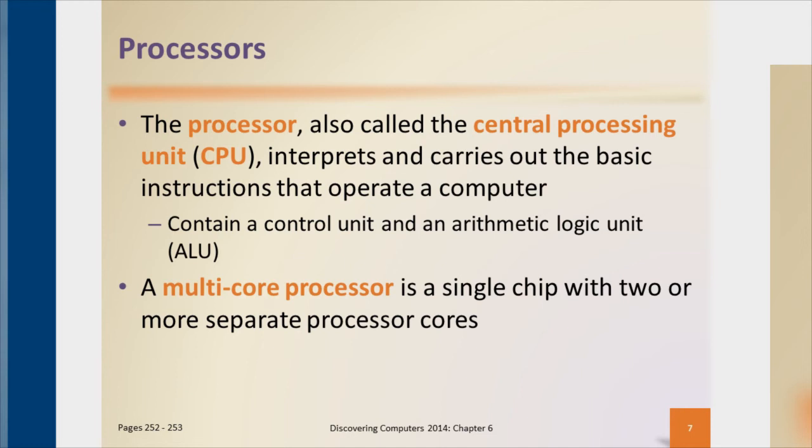Inside that CPU, essentially, there are two main components: the control unit and the arithmetic logic unit, the ALU. These two work together to do that thinking, to do that processing. The control unit, as you might surmise, is responsible for coordinating the activities of the CPU and of the computer. Whereas the ALU is responsible for actually doing the number crunching, processing those numbers, adding them up, subtracting them, dividing them, etc.